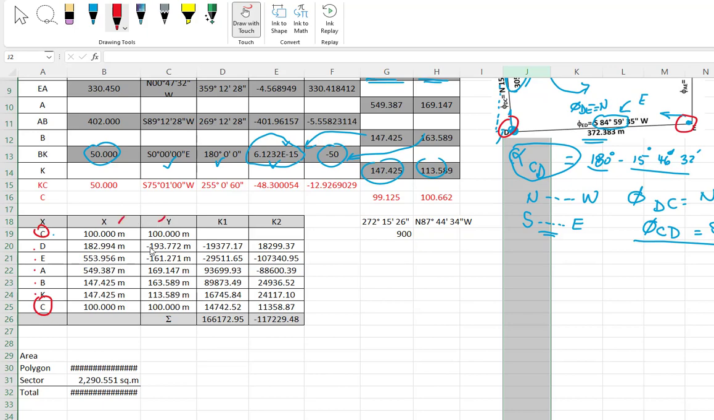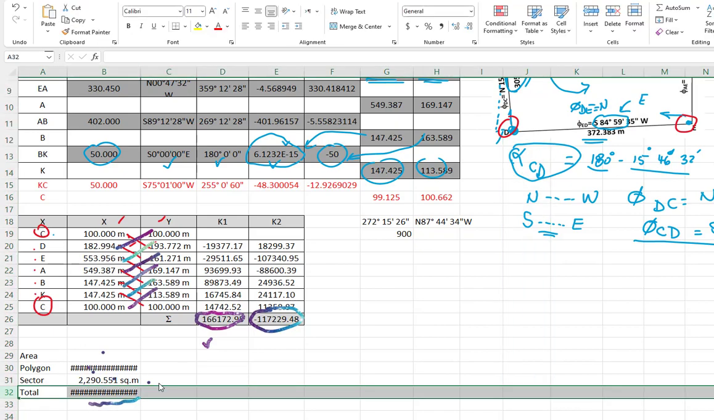Put the coordinates here, just the coordinates, then calculate K1 from these. Multiply, plus, multiply, plus, multiply, add, multiply, plus, multiply, plus. Then you want to calculate K2. K2 is the other side, from here to here. Multiply and add, multiply and add, multiply and add. Then the summation of K1 is this one, summation of the K2, and then K2 minus K1 divided by 2. This is the result. The total is here.